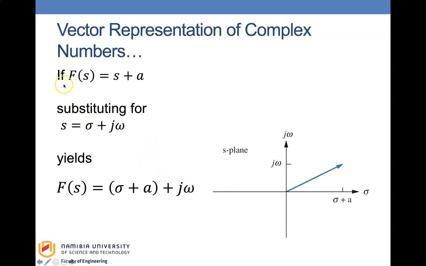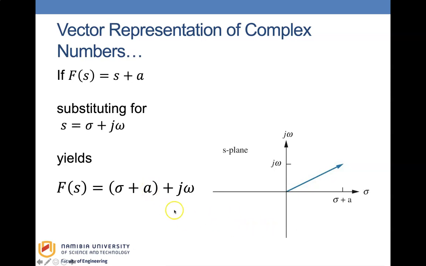For example, if a complex function is given as F of s equals s plus a, substituting the complex number s equals sigma plus j omega yields F of s equals sigma plus a plus j omega, which is another complex number. This number is shown in this figure. Note that F of s has a 0 at minus a.